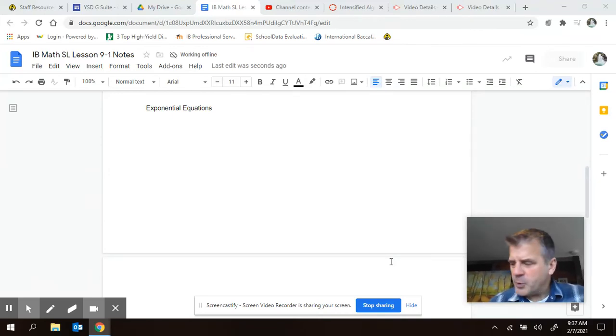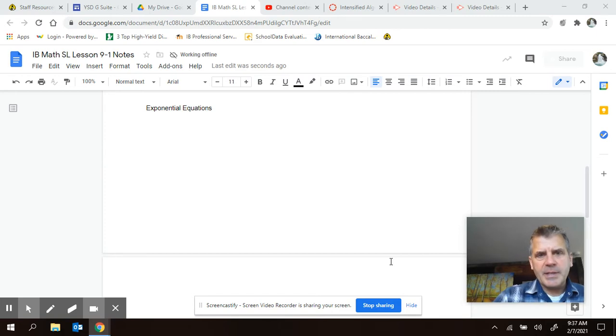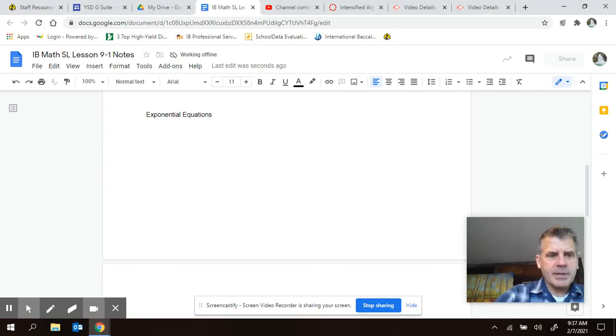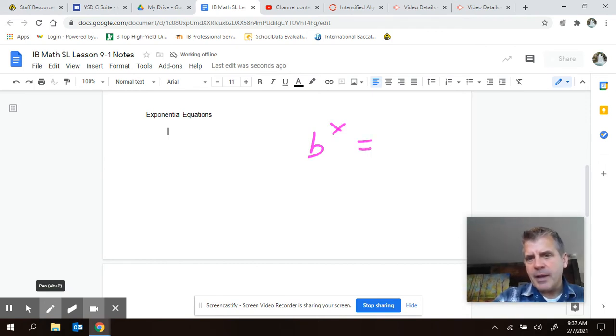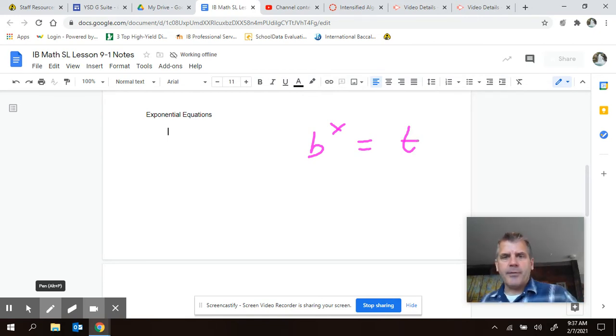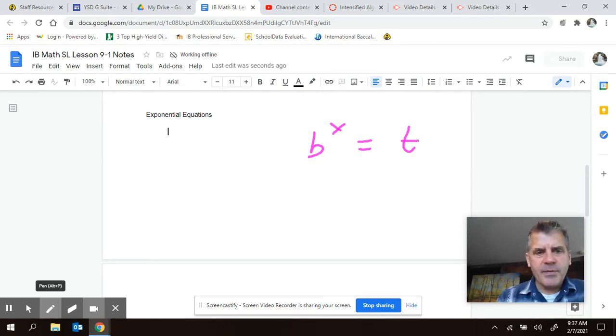Let's deal with some exponential equations. First of all, what is an exponential equation? That's anything that has, say, something with a form b to the x equal to some other value like t. So we're trying to solve for maybe any one of these variables. And that's just to give you the basic form of an exponential equation.